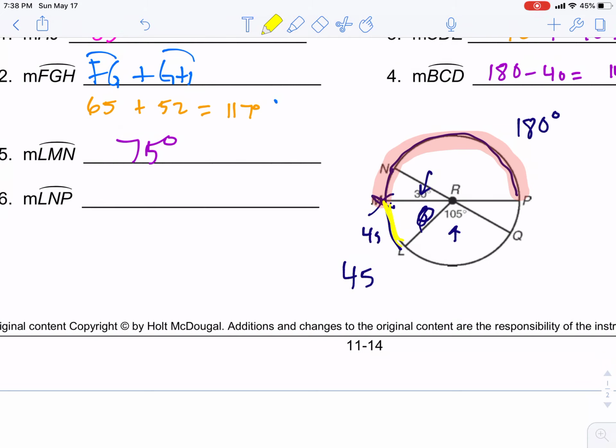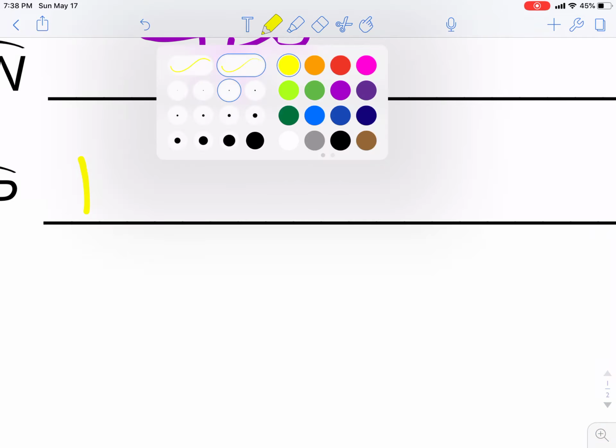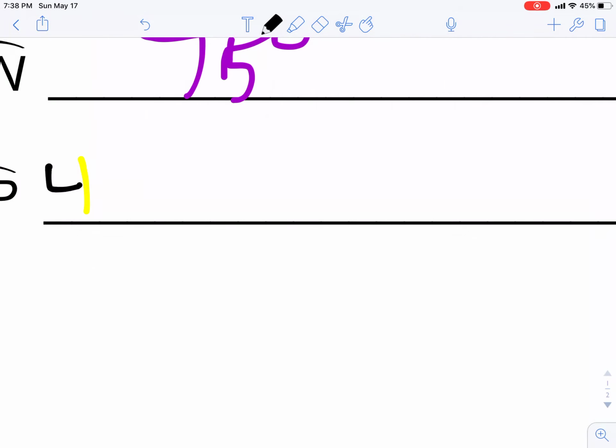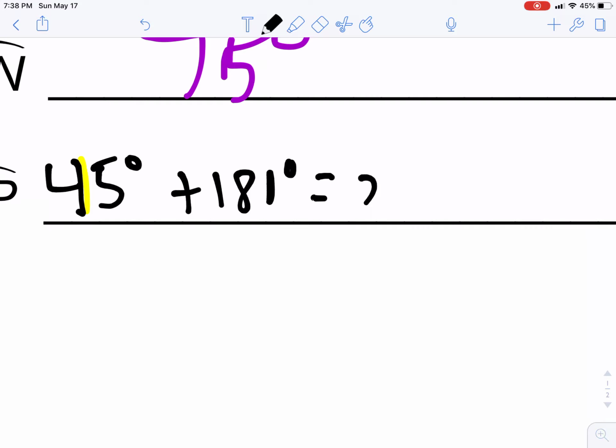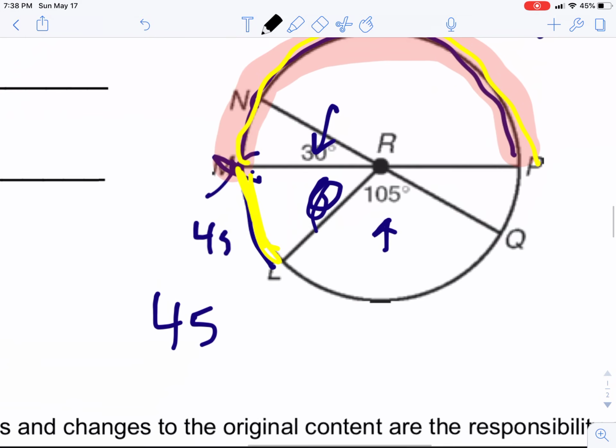So then 45 degrees, which is this much here from this part of the arc here, is 45, and then the rest of the arc is 180. So 180, ooh, that's hard to see. We'll change it to black. So the 45 degrees plus the 180 degrees equals 225 degrees. And does our answer make sense? Yep, because it's over halfway, right? Because our halfway is here, so we should be more than 180.